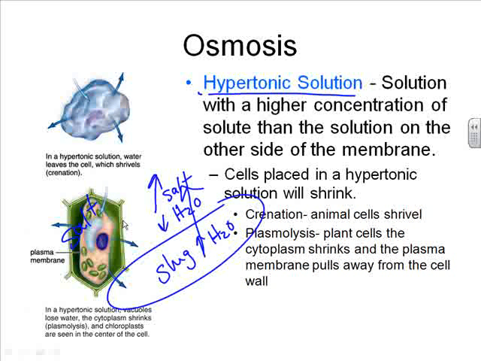So we have isotonic, everything's equal, there's no movement of water. We have a hypotonic, hypo like a hippo, the cell's going to swell up. Then we have a hypertonic solution where the cell will actually shrivel and lose water.